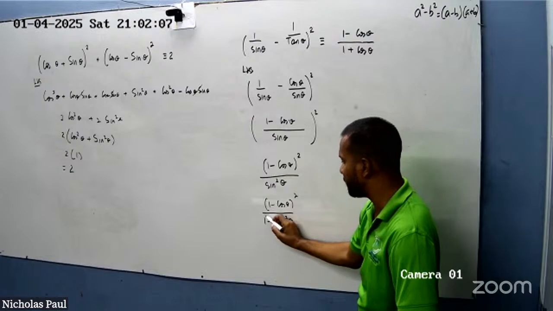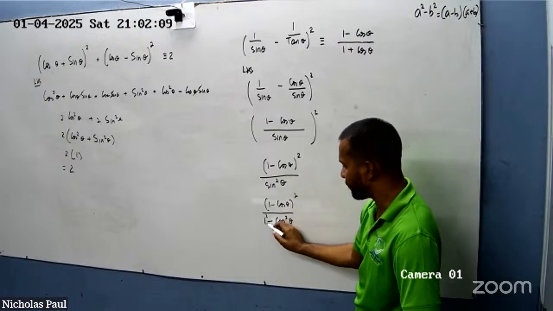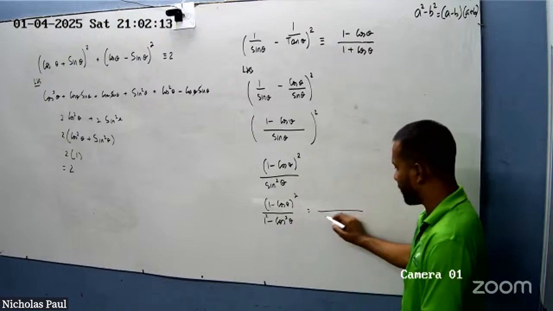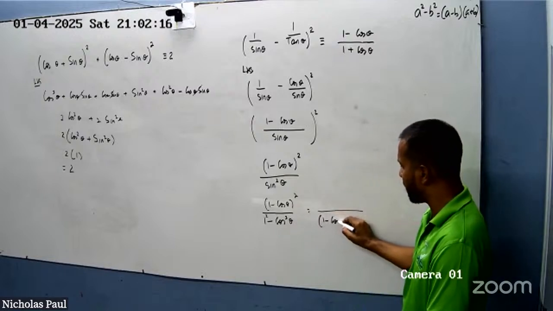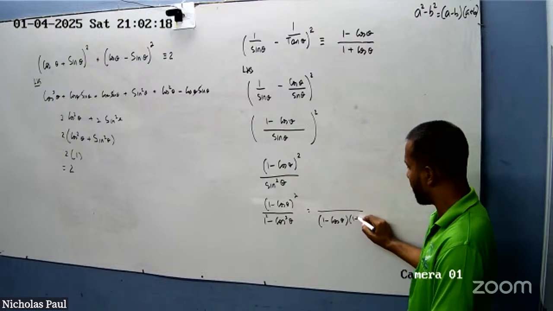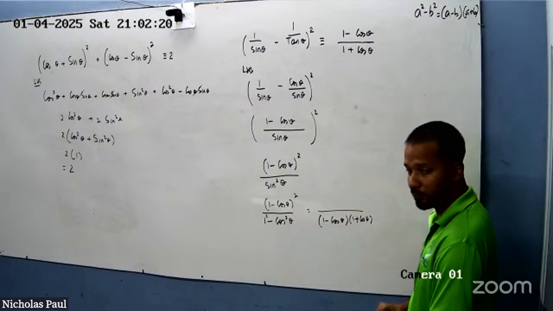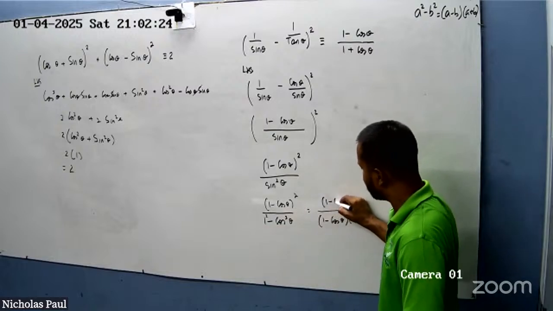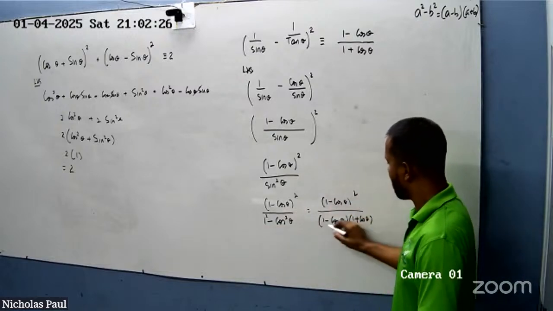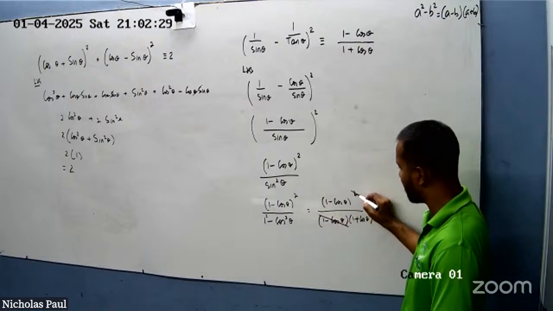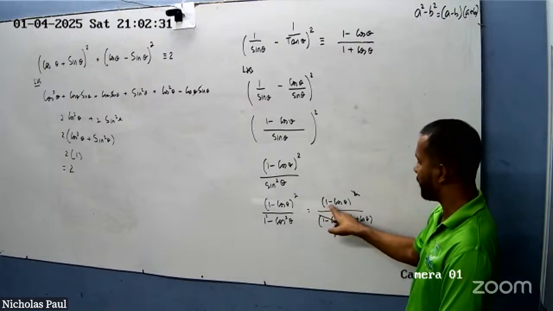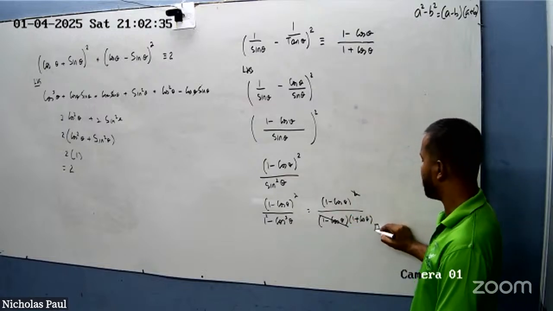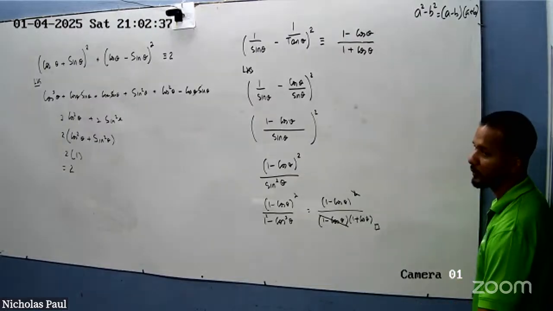So this is what? This is difference of two squares. The underneath is really 1 minus cos theta times 1 plus cos theta, because this is difference of two squares here. And your numerator is this. This will cancel with this, and you'll be left with 1 minus cos theta over 1 plus cos theta. You could write QED.